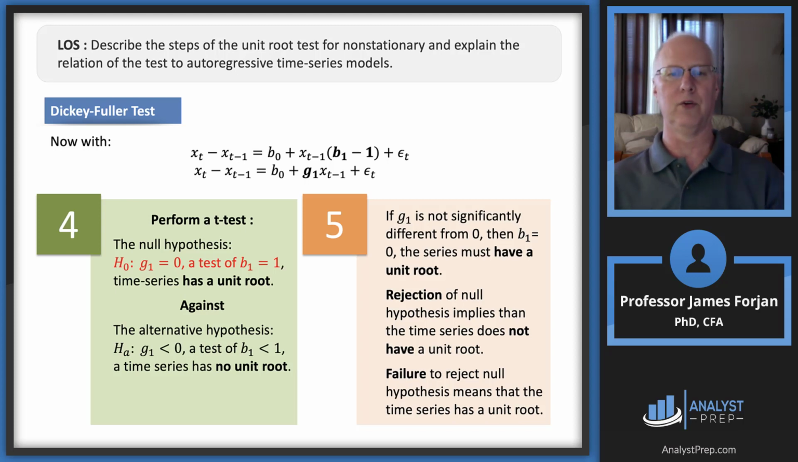All right, so what can we do? Step 5, rejection of the null hypothesis implies that the time series does not have a unit root, while failure to reject means that the time series does have a unit root. So now we might suspect that we have a unit root. We might suspect this AR model has a unit root. We might suspect that we have a random walk, but this DF test tells us exactly whether or not we do.